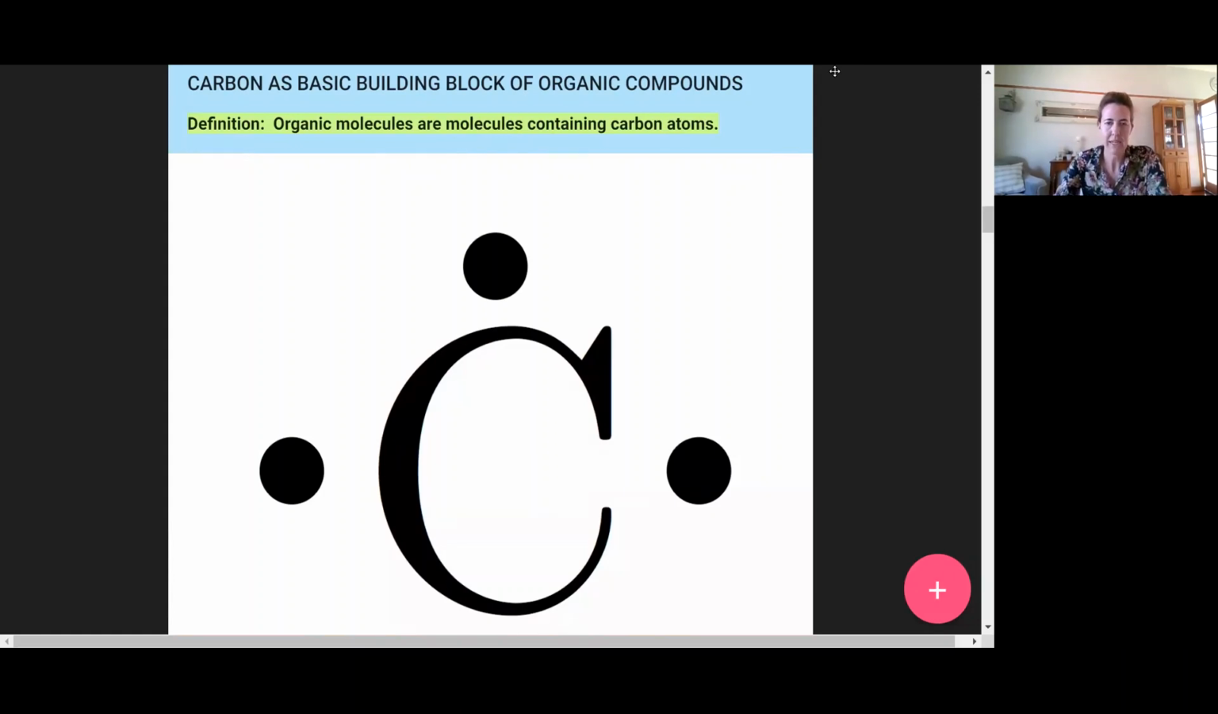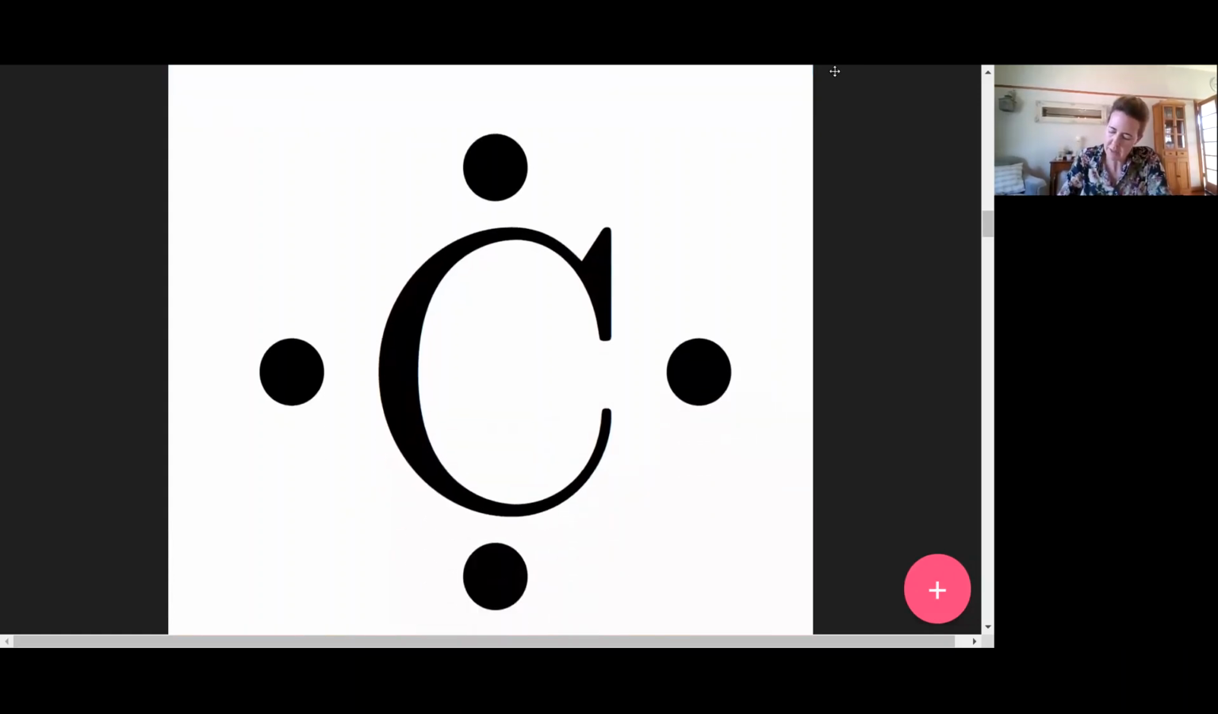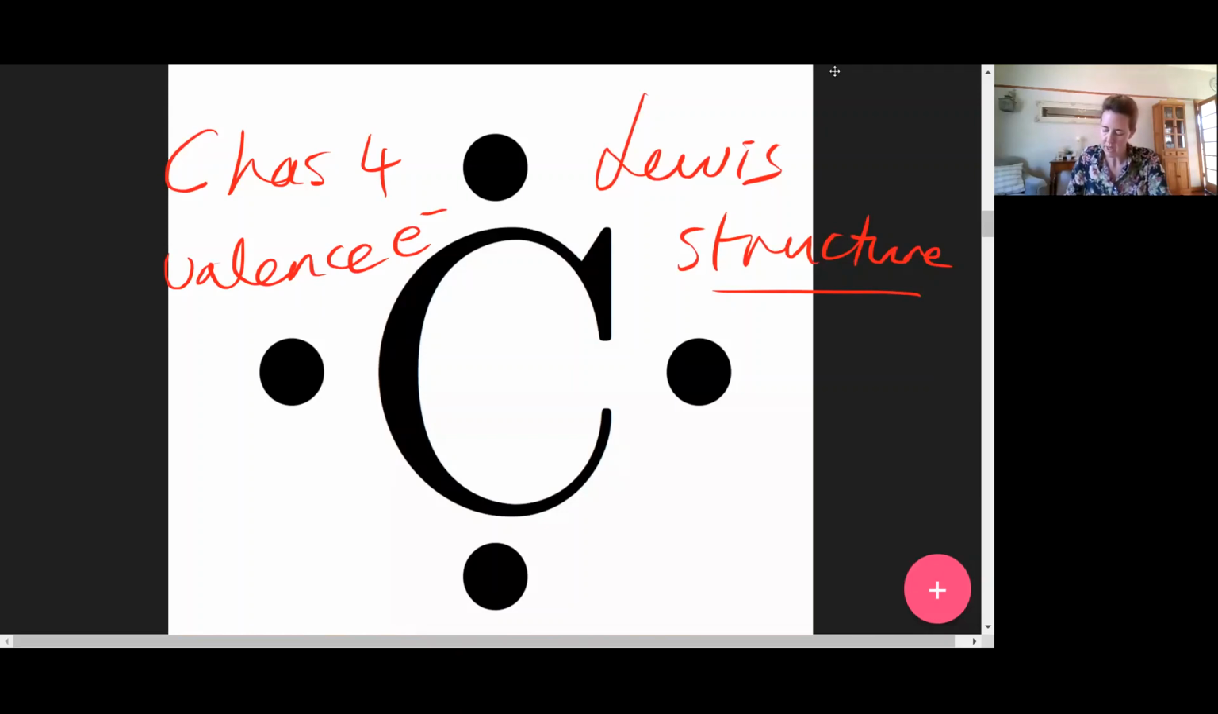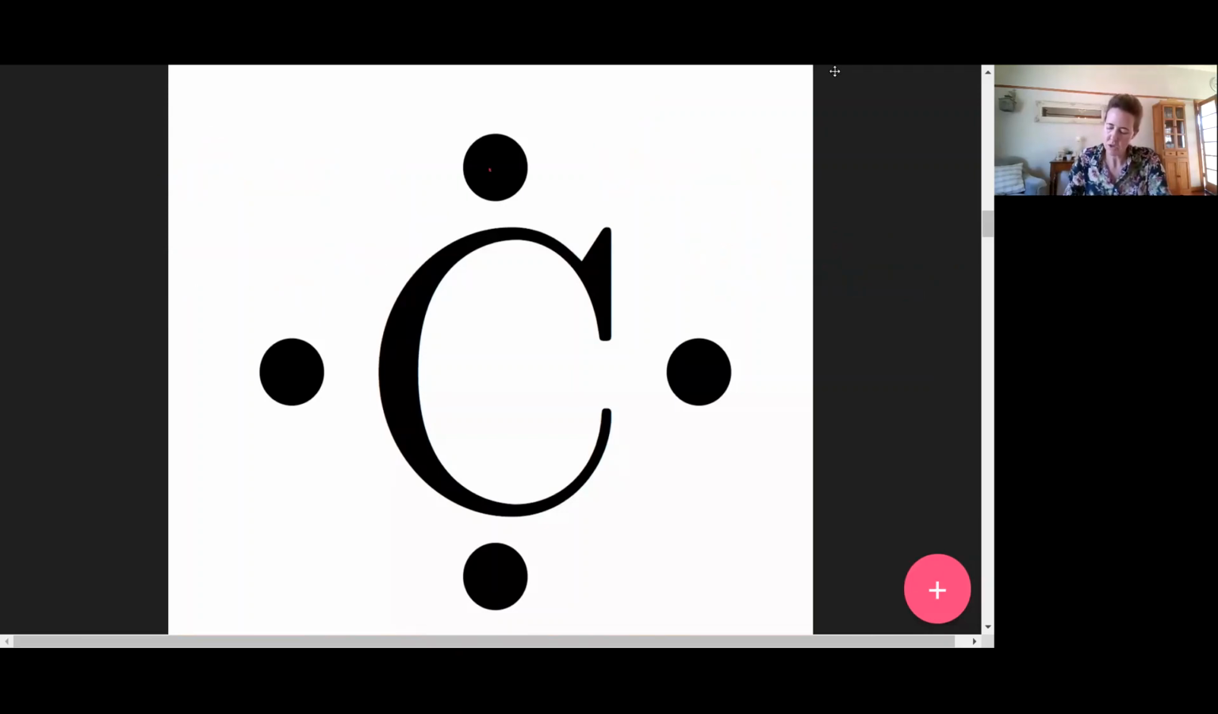Carbon, as you can see, if we do a Lewis structure of this, remember that the Lewis structures of atoms basically show the outermost electrons as dots or crosses. In this case, we show the outermost electrons as dots. Now, carbon, as you know, has 4 valence electrons. And we can show these valence electrons basically by this structure. You might ask why the Lewis structure of carbon does not look like this.